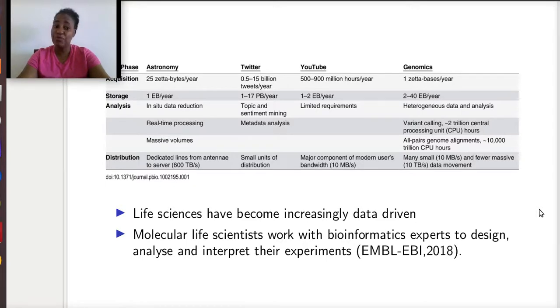Now biologists are forced to know the command line, they are forced to learn Python, they are forced to learn how to use R, but they are forced to learn as users, not as developers. So who now develops those tools for these life scientists to use based on their demand, based on their data? That's where the opportunity opens for data scientists to venture into this area. And working with the molecular life scientists means to design, analyze, and interpret their experiments.